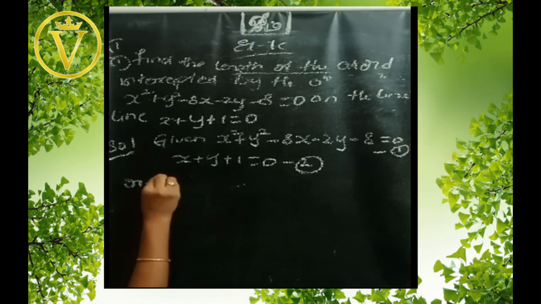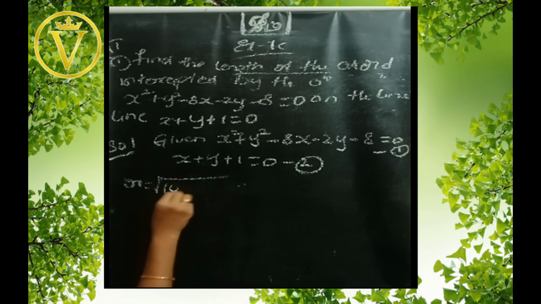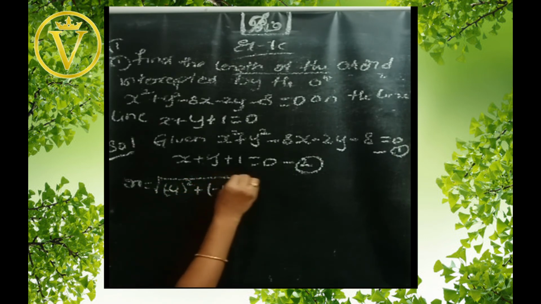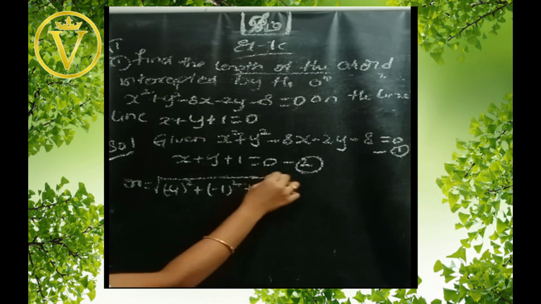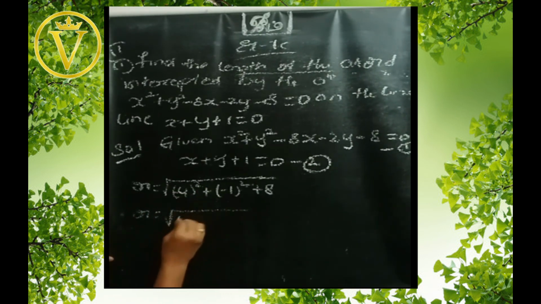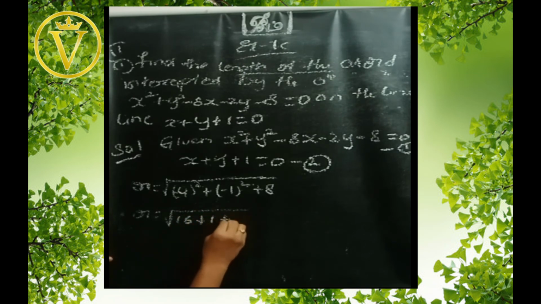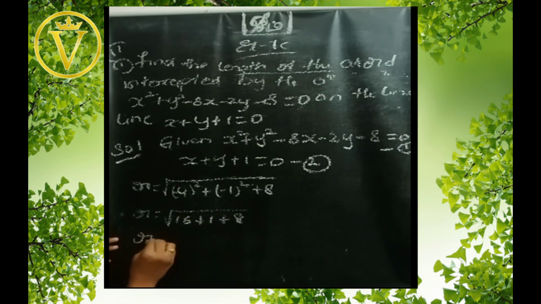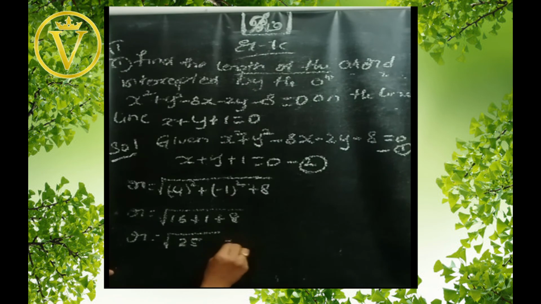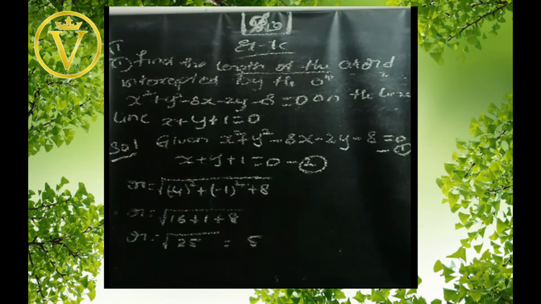In r, that means minus 4 whole square plus minus 1 whole square plus 8. Here c is minus 8, so we'll get plus 8. That is, r equals root of 4 square is 16 plus 1 plus 8, that equals 25. 17 plus 8 is 25. Okay, right only. That means r is 5.